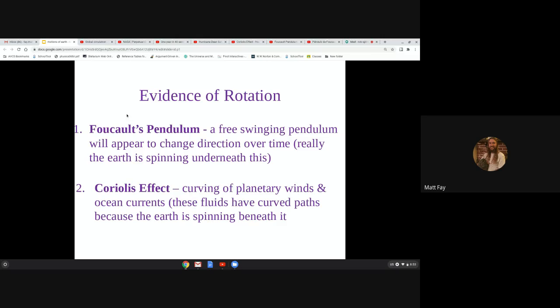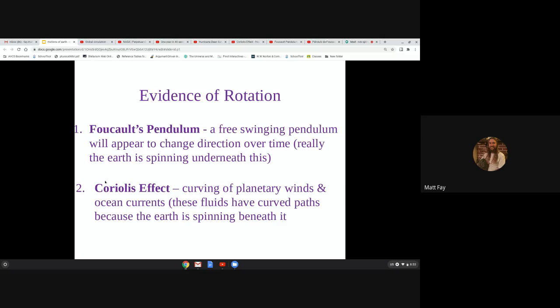So Foucault's pendulum is just a pendulum. It's like a swing. I have a picture of it in a minute, but it swings back and forth over time. And if you watched it for many hours, it would appear to change direction. And that's evidence that the Earth rotates.